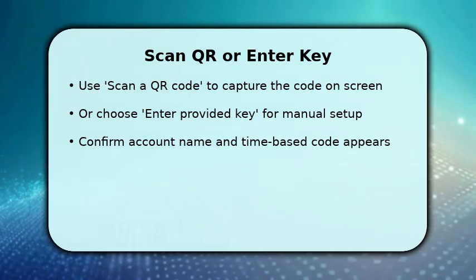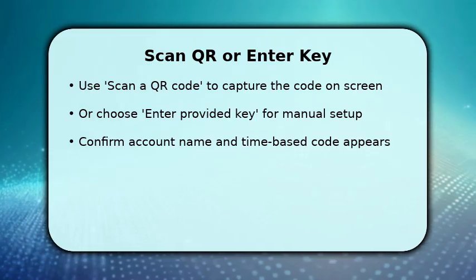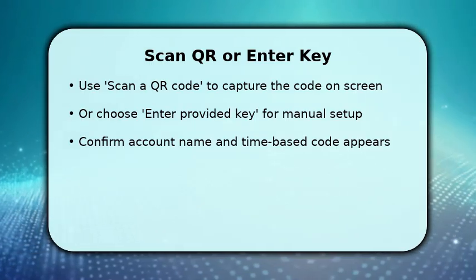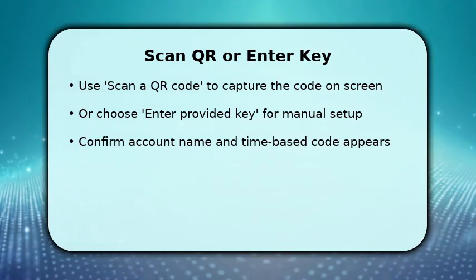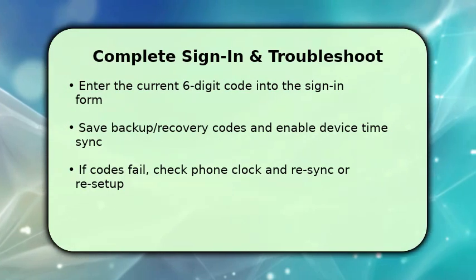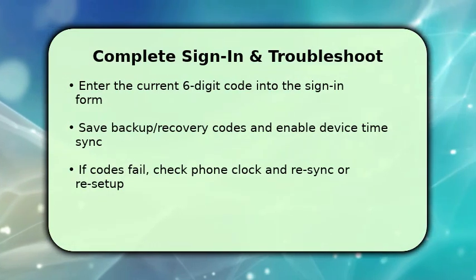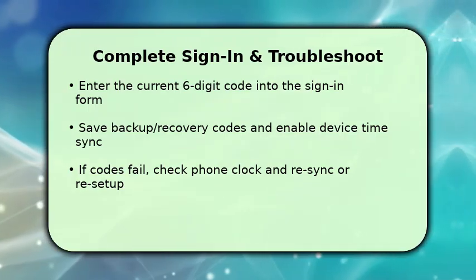Once the account appears in Authenticator, you'll see a 6-digit time-based code that refreshes periodically. Make sure the code appears before continuing, because that confirms the app and the service are synchronized. To finish, type the current 6-digit code from Authenticator into the service's verification field and submit. You should be signed in immediately.